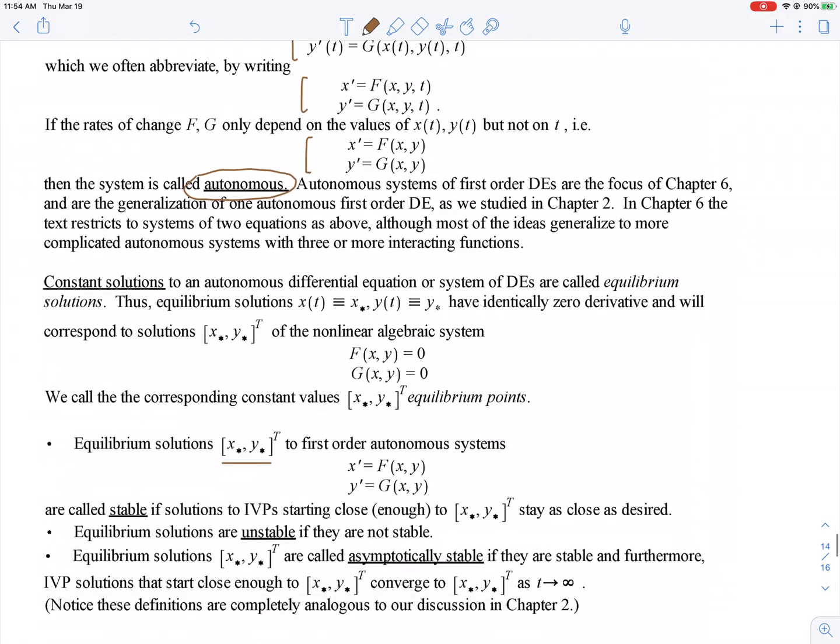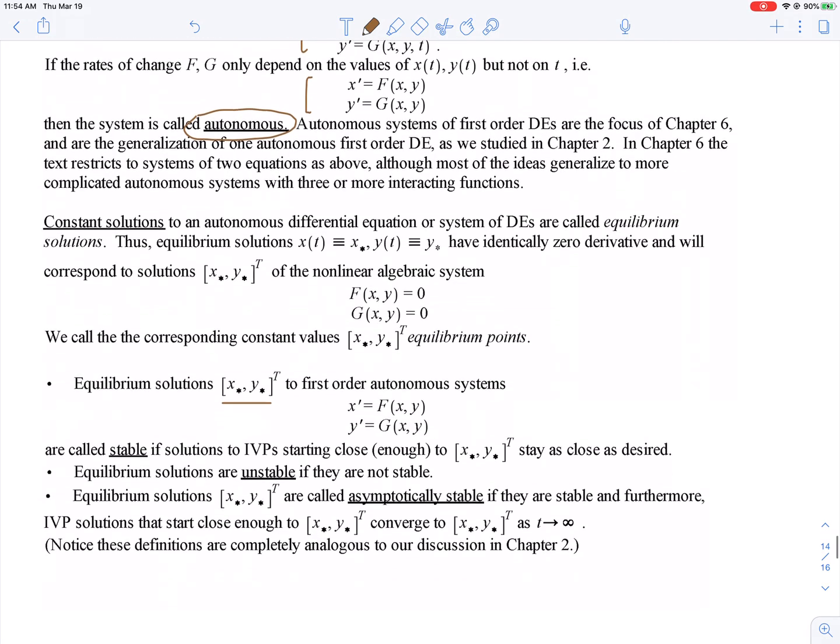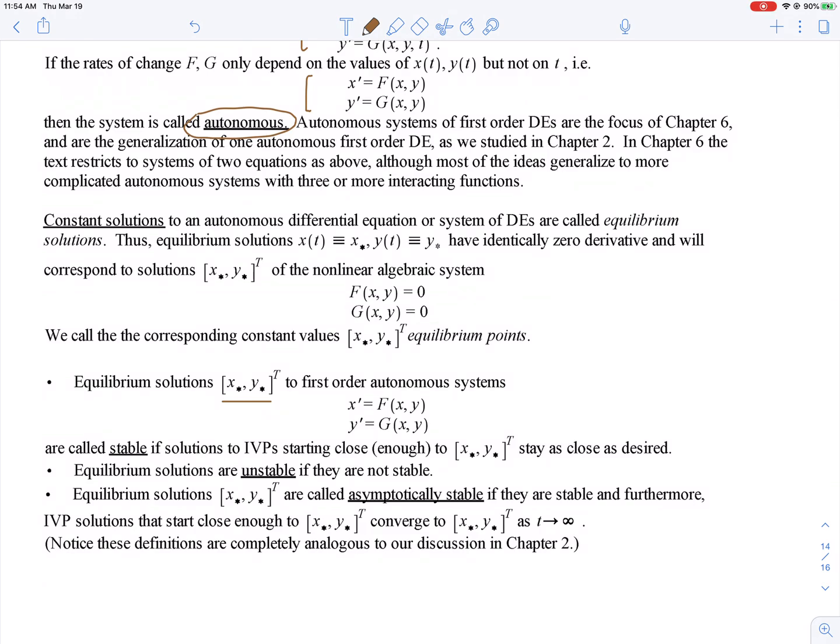Okay, so remember in chapter 2 we talked about equilibrium solutions and whether they were stable or not. That whole discussion translates almost word for word when you're considering first order systems. So if you have an autonomous system of differential equations, then an equilibrium solution where x of t is x star and y of t is y star means a constant solution. So equilibrium solutions and constant solutions, those are synonyms.